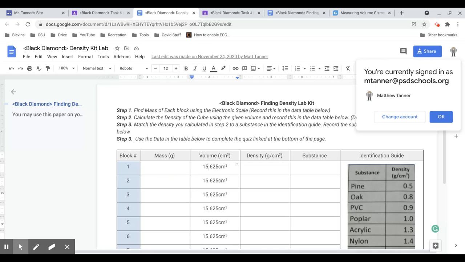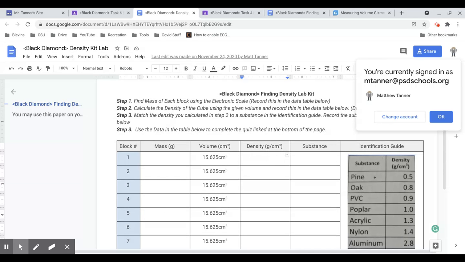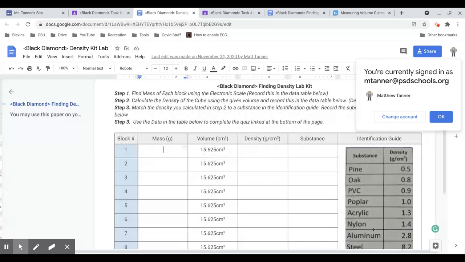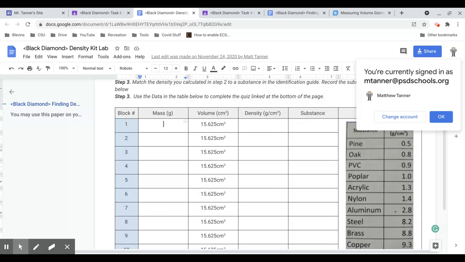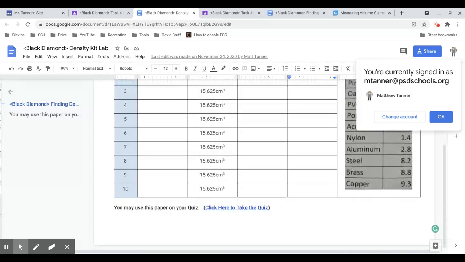Use a calculator. Once you've found the density, you're going to look on this identification guide, and you're going to find the object that has the density that is closest to what you just calculated. This is not the correct answer, so don't use it. But let's say for block number 1, I got a density of 2.7. The closest thing to 2.7 is aluminum at 2.8, so that would tell me that the substance is aluminum. Remember, block number 1 is not actually aluminum. I'm just demonstrating how this works.